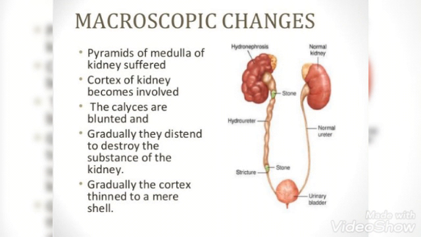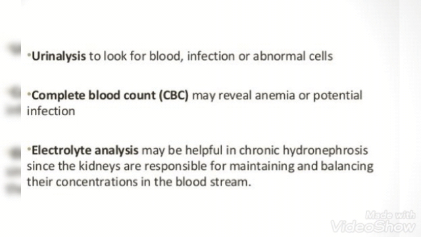Macroscopic changes. Pyramids of medulla of kidney suffer. Cortex of kidney becomes involved. Calyces are blunted and gradually they distend to destroy the substance of the kidney, so parenchyma will get disturbed. Gradually, the cortex thins to a mere shell. That's how the destruction of renal parenchyma will occur.